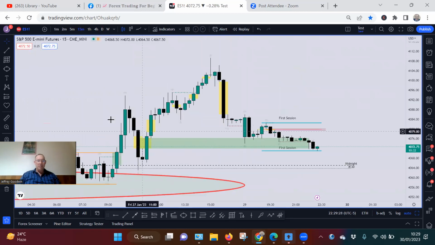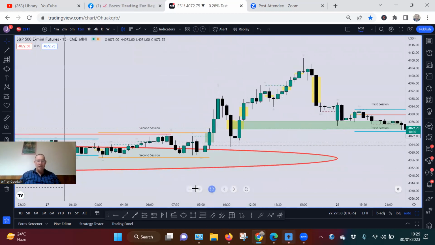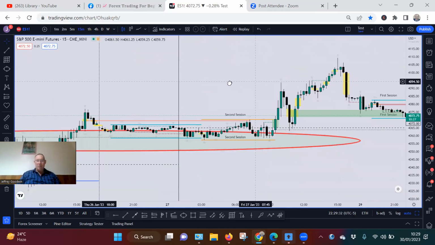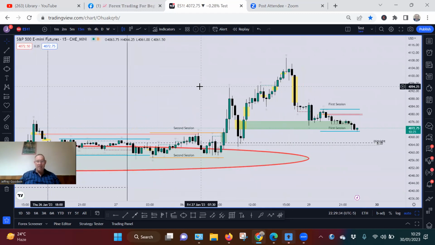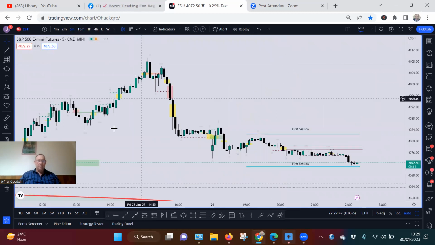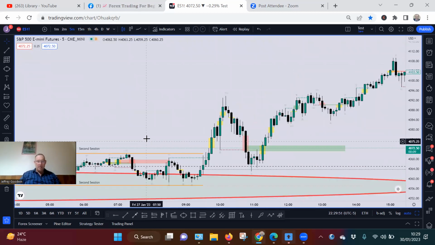For those people that were watching last week, I kept speaking about certain things at certain times of the day. We have the breakout. Comes back, taps into this FVG, and suddenly goes to the moon. Taps into the FVG, it was there, turns around, most of them.